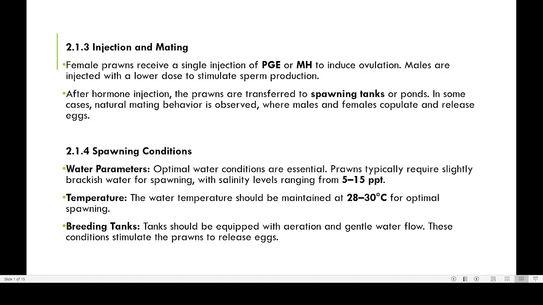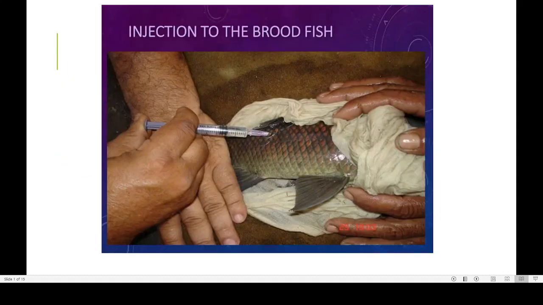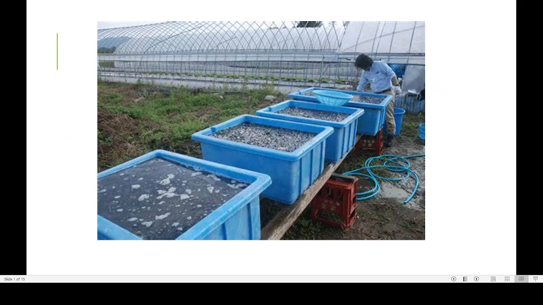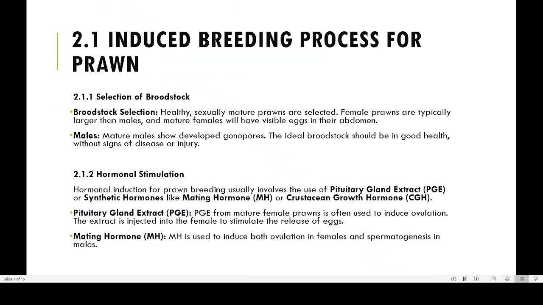After hormone injection, spawners are transferred into spawning tank. Here you can see that we will be using tanks like this, and this type of tanks will be utilized also for prawn. The basic techniques are same whether we are using carp aquaculture or prawn aquaculture.